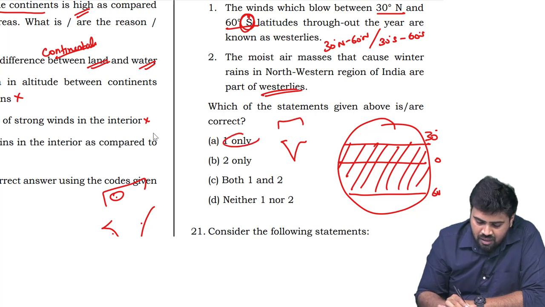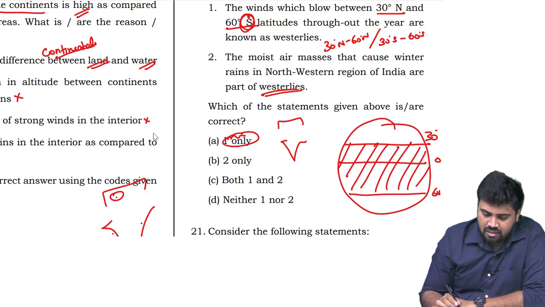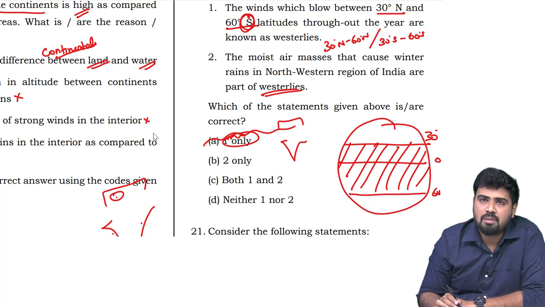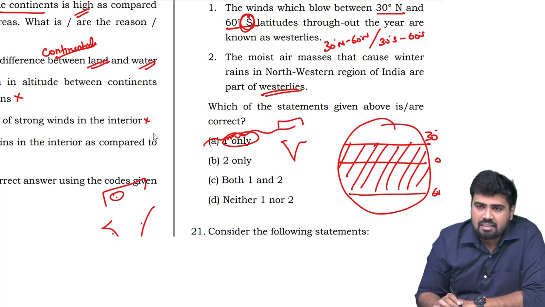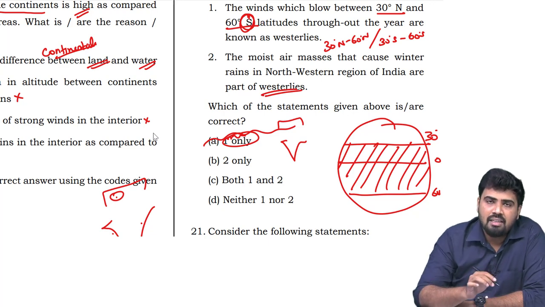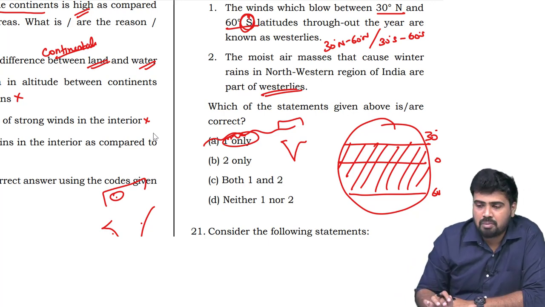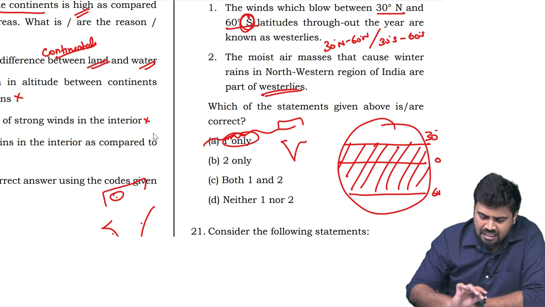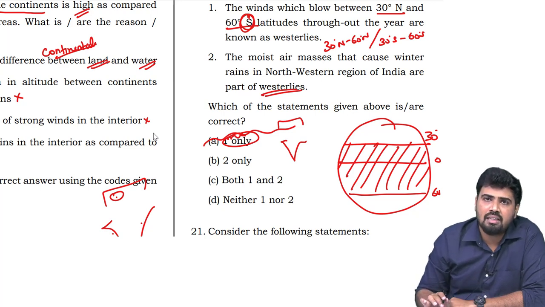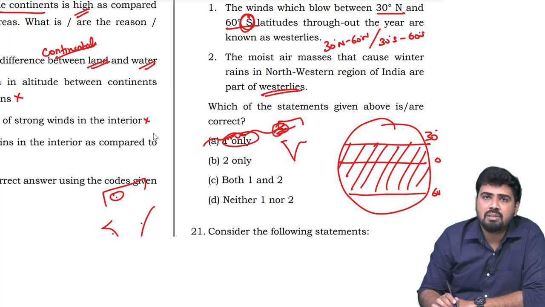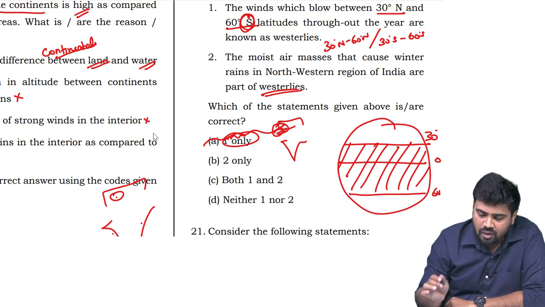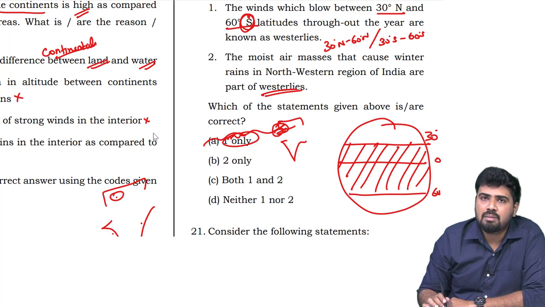From the Mediterranean region, there is one important jet stream called the subtropical westerly jet stream. It carries extratropical cyclones from the Mediterranean Sea towards the Indian subcontinent. When these extratropical cyclones enter the Indian subcontinent, they give rainfall particularly to the northwestern part of India. We call this factor western disturbances.